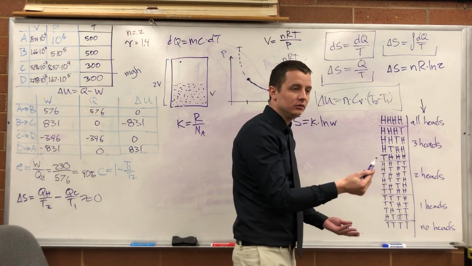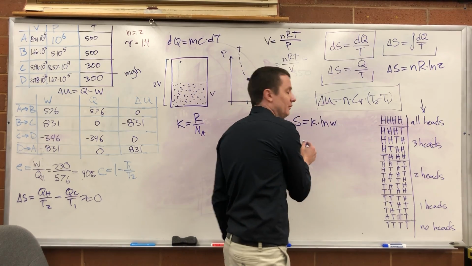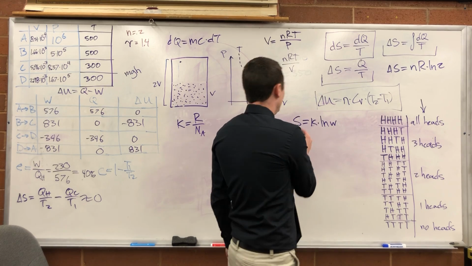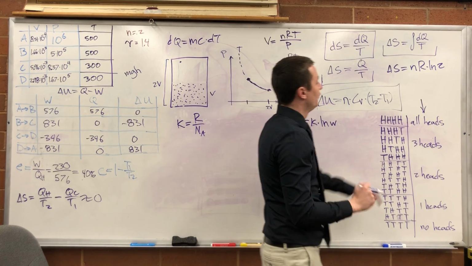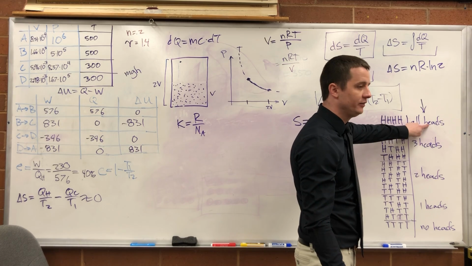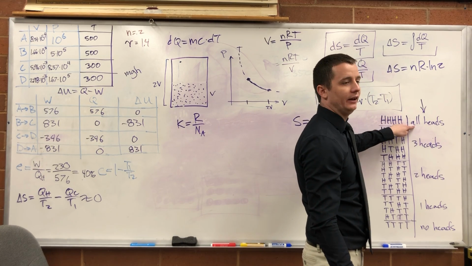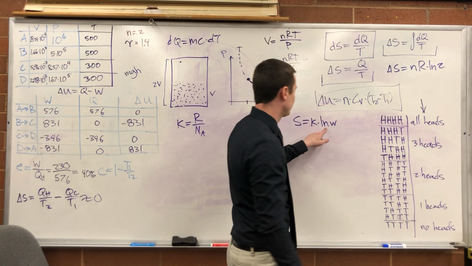So you never want to use this equation? Well, there are times where it's useful. We'll use it here in a second. But now notice how this is set up. If my macrostate is something like all heads, how many microstates give me all heads? One. What's the natural log of one?